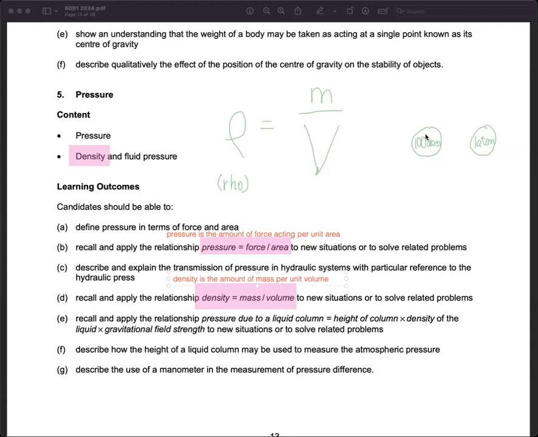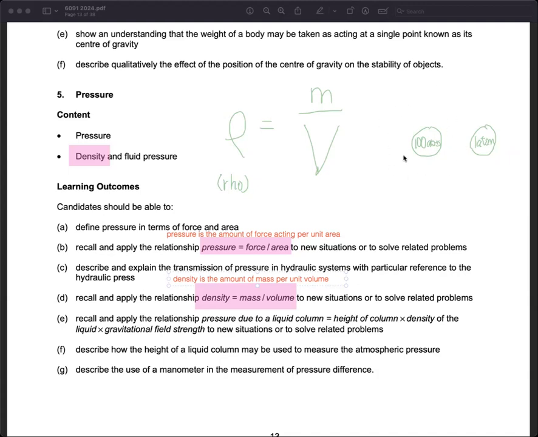I repeat myself again. Given the same volume, the same space that it occupies, if it contains more mass, in this case 100 atoms, compared to another one with just 1 atom in the same space, the one with 100 atoms will have a greater density because there are more atoms packed together. Is that clear? So this one has a greater density.